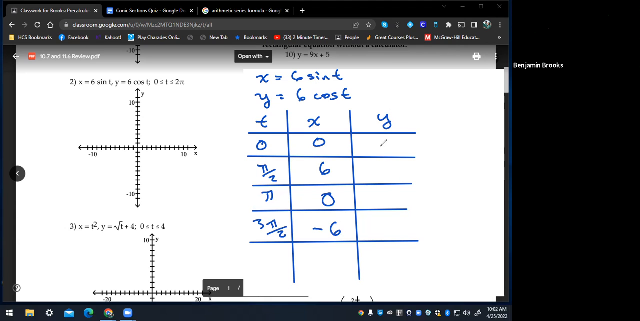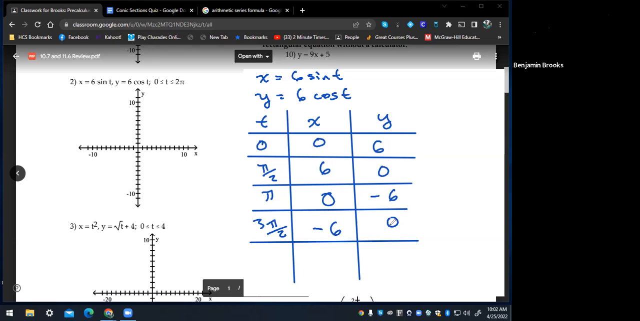Same difference with your y value. You probably guys know where this is going, right? Starts with 6, 0, -6, 0. And this is pretty much how all of them are going to be when you see the sine and the cosine side. But be careful, guys.